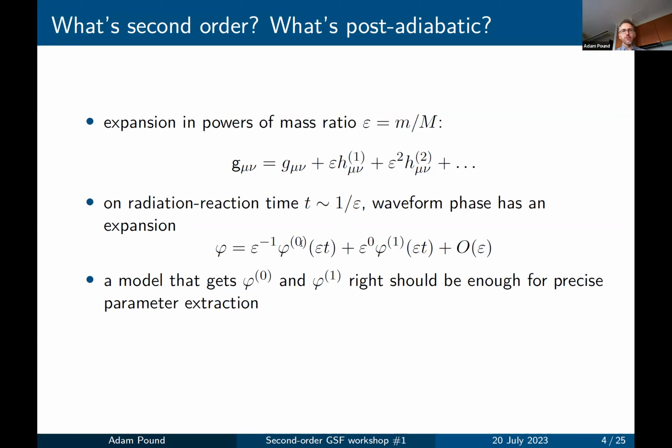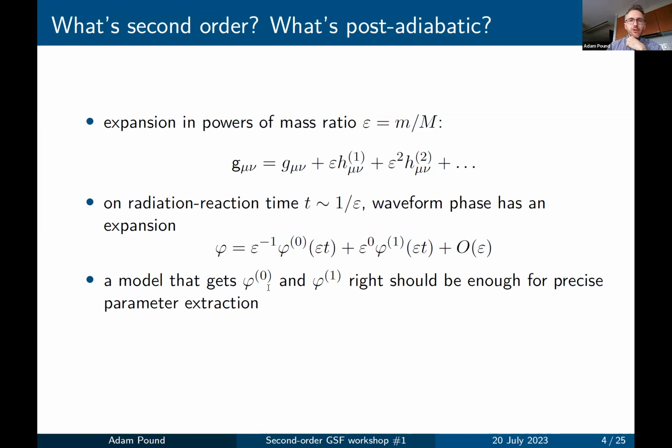So it starts at order 1 over epsilon. That's because if you wait a long time, you accumulate a lot of phase. So after a time of order 1 over epsilon, you have a phase accumulated of order 1 over epsilon. And then you have 0th order correction and smaller corrections. And all these coefficients depend on epsilon times t, so that when t is of order 1 over epsilon, these arguments are of order 1.